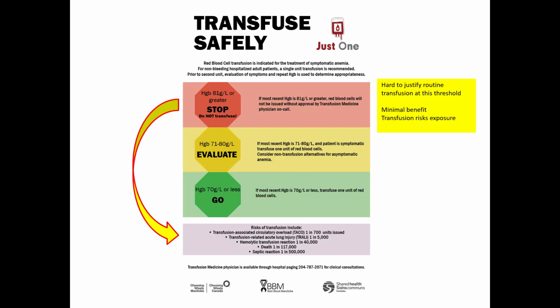Now, as we move to the red bar, in this it states that if the hemoglobin is 81 grams per liter or greater, stop and do not transfuse. And that's primarily because the clinical evidence to date does not justify routine transfusion at this threshold. Of course, there are probably certain patients with significant comorbidities that may benefit from transfusions at this threshold, but in order for the blood bank to release the particular unit, a transfusion medicine physician on call consultation would be necessary to receive product for these patients.